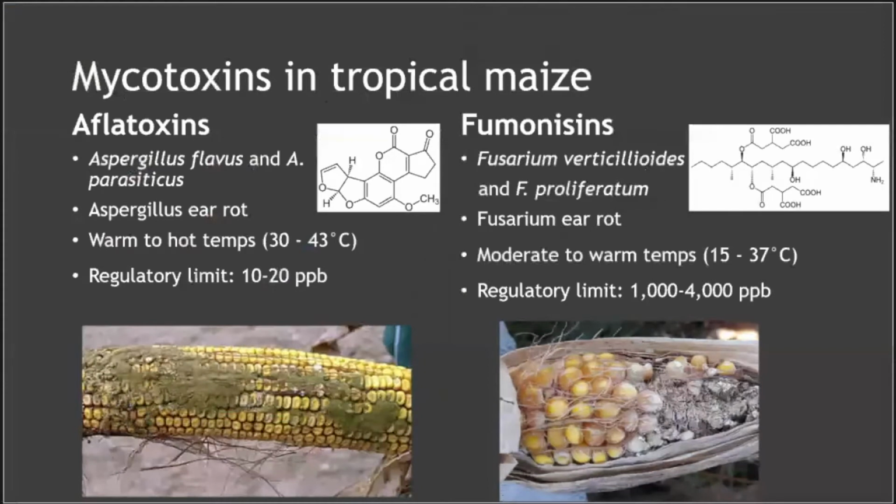Both cause ear rots. We have Aspergillus ear rot and Fusarium ear rot illustrated in extreme cases here. And aflatoxins are more common at extremely hot temperatures, while fumonisins slightly more moderate, but there's significant overlap. And aflatoxins are more toxic with regulatory limits that are, excuse me, orders of magnitude lower than for fumonisin.